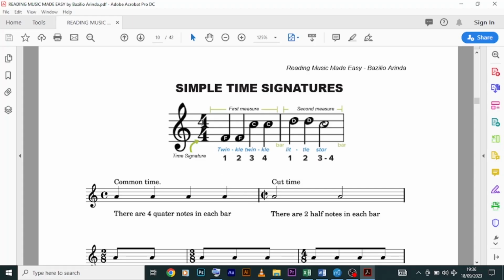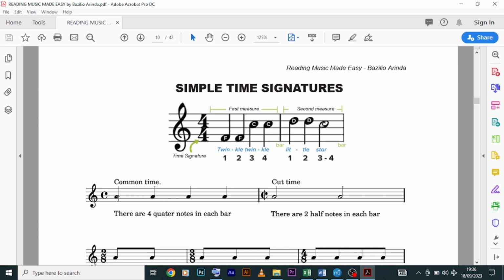Briefly, I want to talk about time signatures. On the bar line, on the staff notation, what you see is the time signature. Like there you're seeing 4 here. This becomes twinkle, twinkle, little star. Something like that.